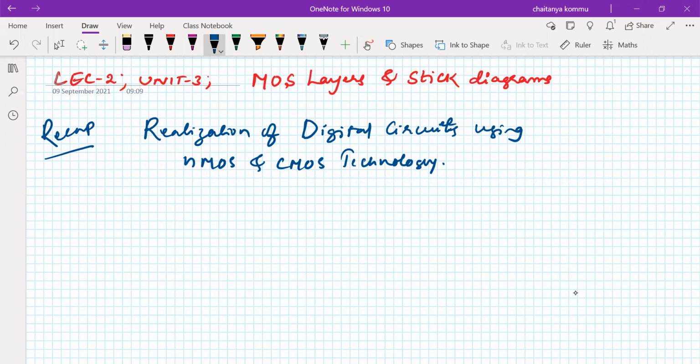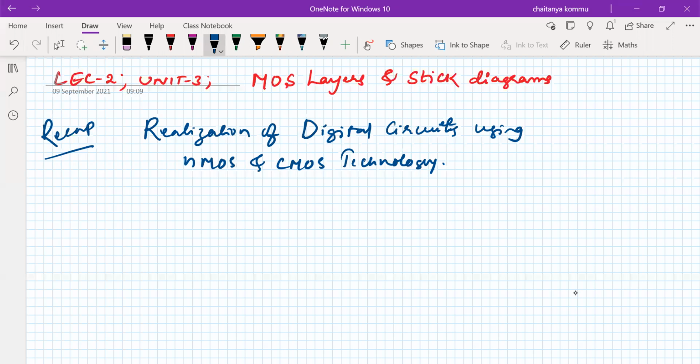But actually, if you want to fabricate these transistors on a silicon chip, layer information is more important than the circuit symbolic representation. So that means we have to draw the layer information. We have to draw the circuit in the form of layers. That layered information is required for fabrication of the circuit on a silicon chip, right?